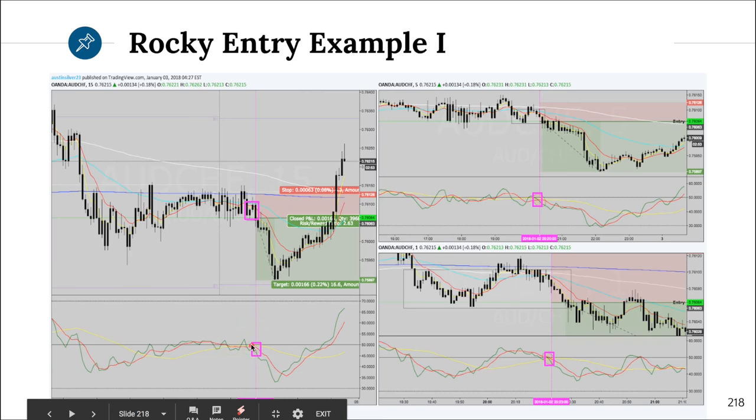Everything is always binary. It's going to be yes or no. It's not, oh, it's kind of in the buy zone. No, it's either in the buy zone or it's not in the buy zone. That's simple.